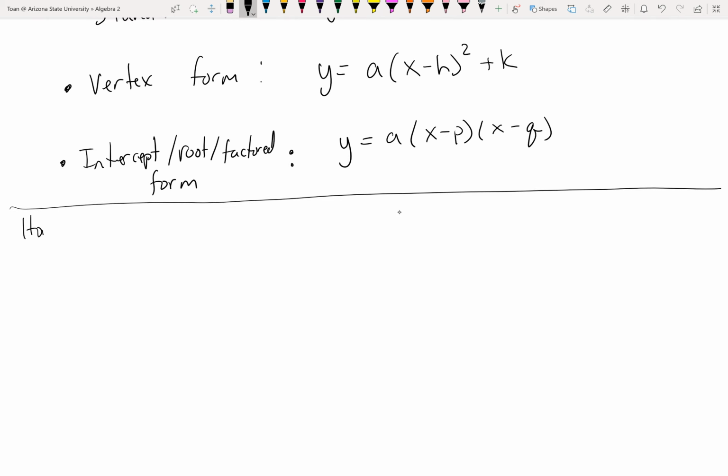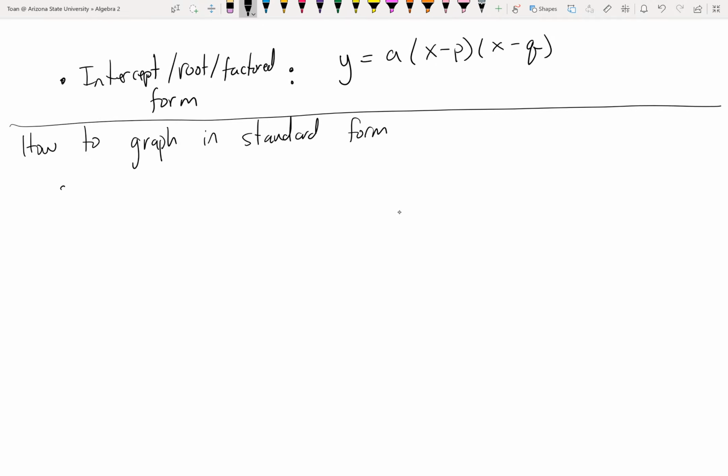So how to graph in standard form. The first thing you want to do is find the x coordinate of the vertex by using this formula: x equals negative b over 2a. And what do the b and a stand for? Again, standard form is y equals ax squared plus bx plus c. So that's what I'm referring to in terms of a and b.